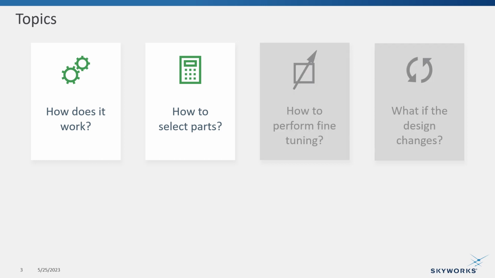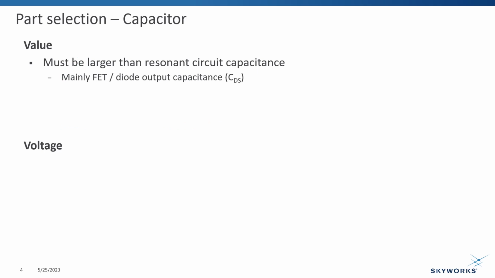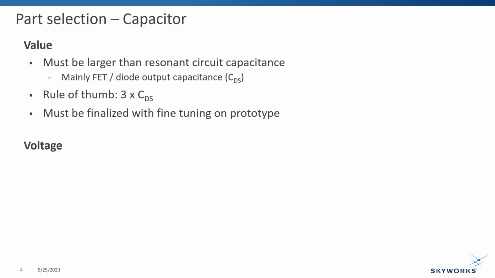Now let's take a look at the design process. For the capacitor value to be much larger than resonance circuit capacitance, we have to estimate the latter. We can use the datasheet of the semiconductor to take the output capacitance and use that to calculate a rough estimate for the snubber capacitor. This value will be calculated more precisely during the fine-tuning process.